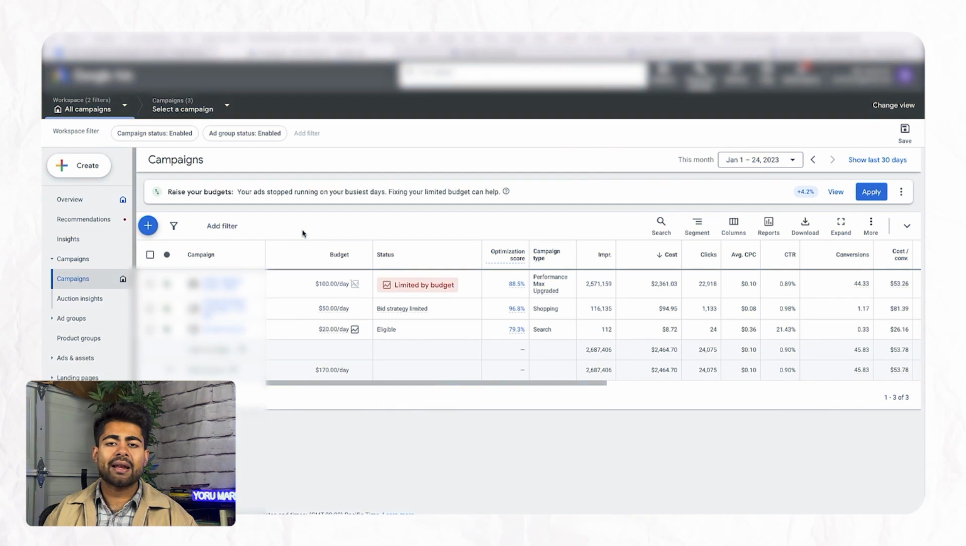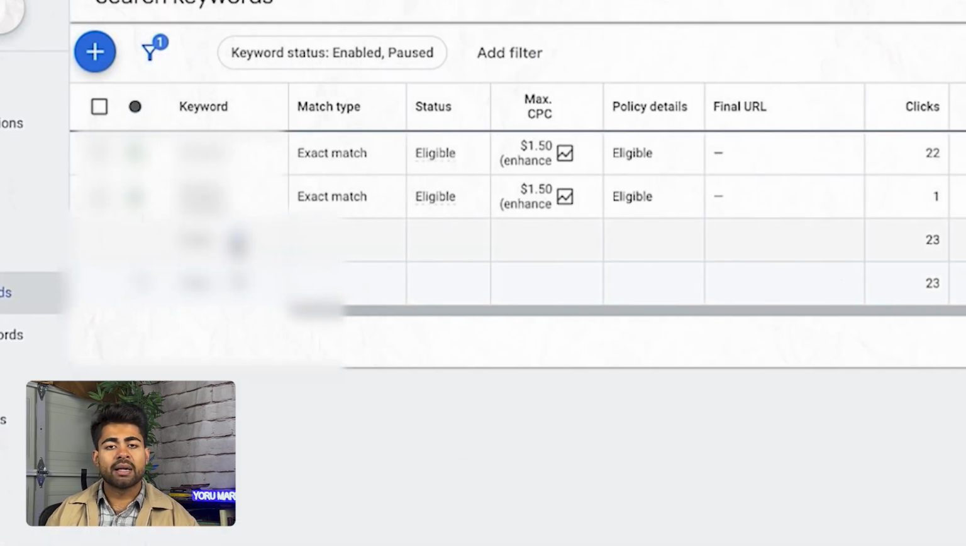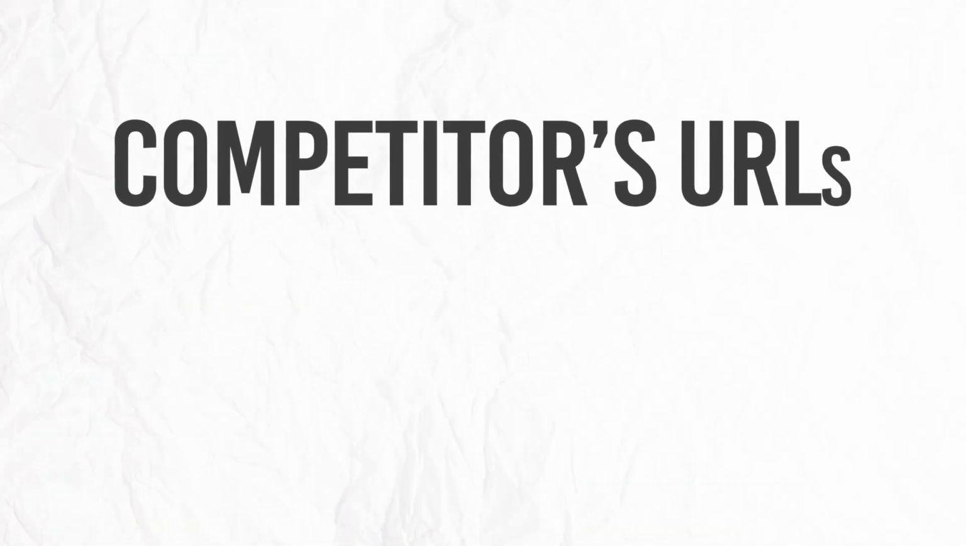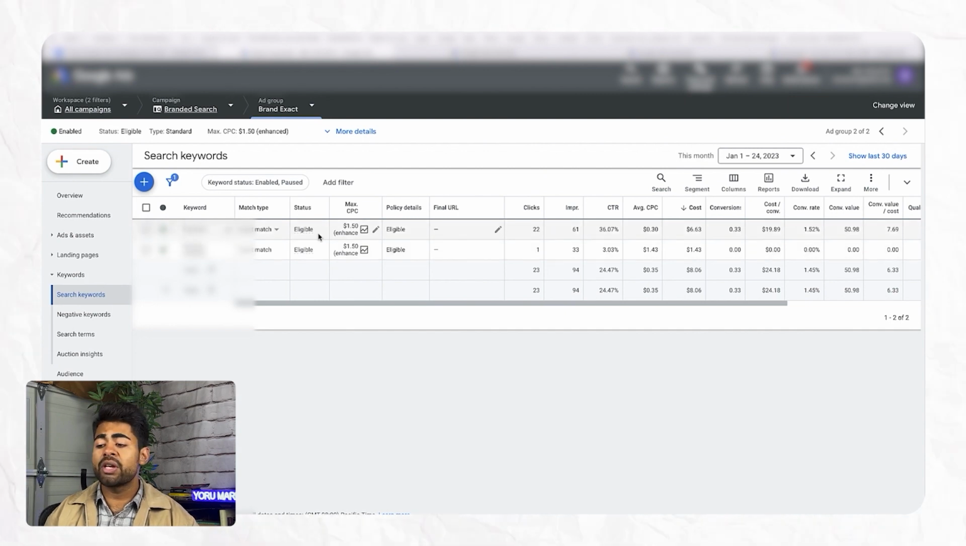So the way that a competitor search campaign works is the opposite way a branded search campaign would work. So with a branded search campaign, which you guys see here on my screen, I have two different ad groups within this branded search campaign. First one, brand exact. Second one, brand broad match modifier. Now, if this were to be a competitor search campaign, instead of having my own branded keywords in here, I would simply write in within brackets all of my competitors' URLs or all of my competitors' brand names, and then target them via a bid limit.